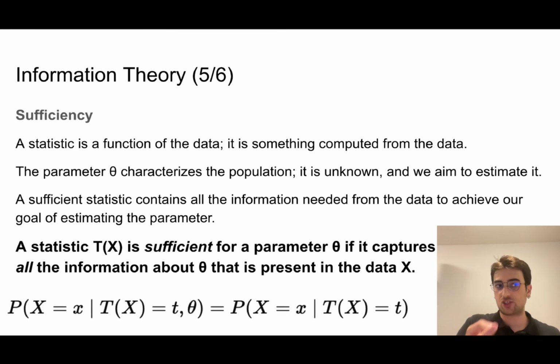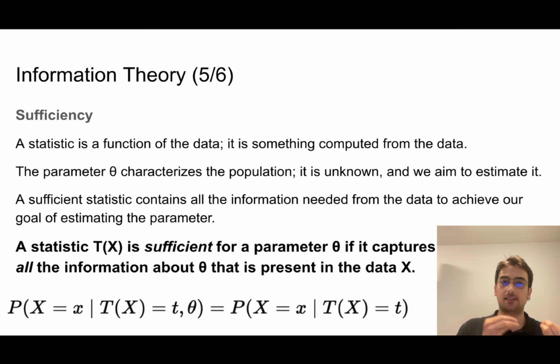Also, there's sufficiency, another basic concept in information theory. So basically, a statistic is a function of the data, let's say a mean of our data or our population, or a variance of our populations, something like that. It's something computed from the data. The mean is computed from the data, right? Or the median value, for example. And let's say the parameter theta is a property of the population, and we aim to estimate this, okay?